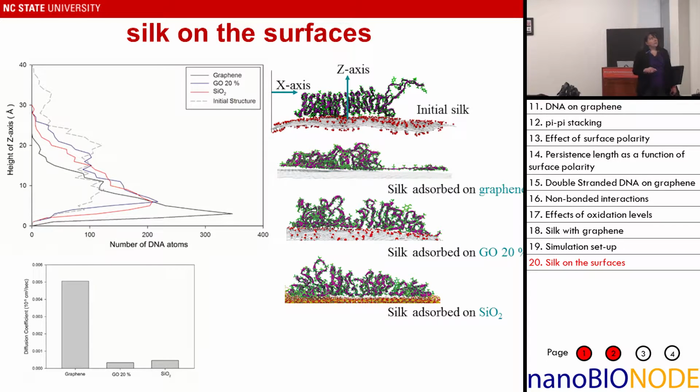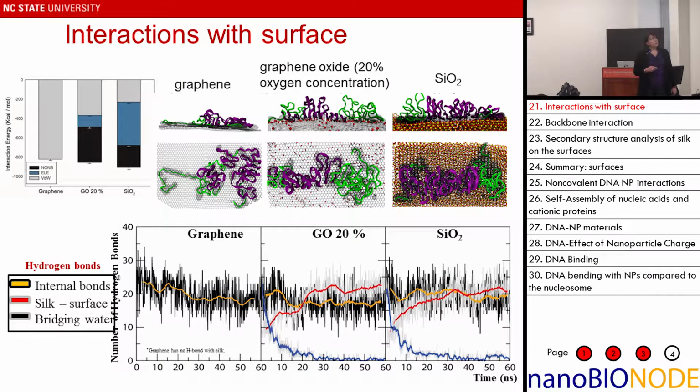We also don't see any difference in non-bonded interactions. Compared to graphene, the silk binds stronger to graphene oxide and even slightly stronger to silicon dioxide. The distributions here are electrostatic and van der Waals interactions. If we calculate the internal bonds on graphene versus graphene oxide and silicon dioxide, on graphene we see slight denaturation of the silk, and it's going to continue if we show it more. For graphene oxide and silicon dioxide, we still see primarily maintenance of the secondary structures.